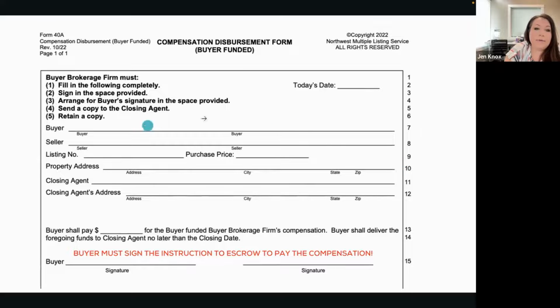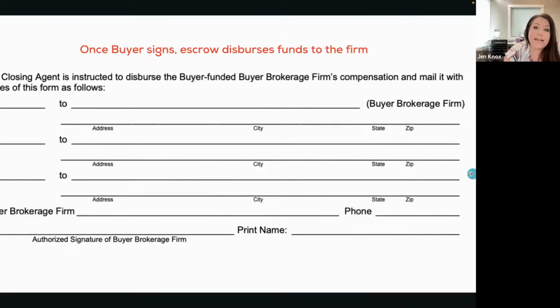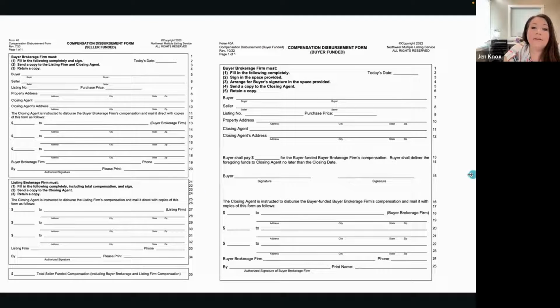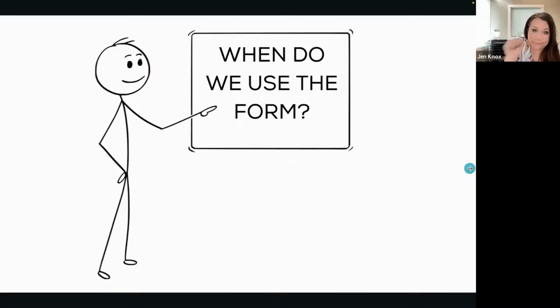Again, I pulled it up bigger so everybody could see it. The buyer has to sign this in order for escrow to cut the check to the agent. And below it'll have where the money goes. Once they do sign, escrow can disburse to the firm as agreed. They are very different forms, doing different actions. And just remember, if the seller is paying compensation, it's going to be Form 40. If the buyer is paying compensation, it will be 40A.